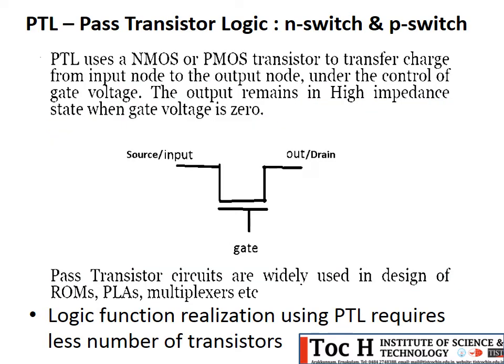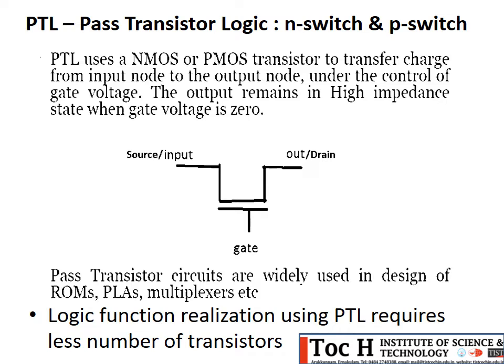Moving on to the core content of this module, that is the pass transistor logic. I have already said that pass transistor logic mainly comprises of N switch and P switch, which is nothing but our NMOS and PMOS transistor. Hope you remember the symbol for an NMOS transistor. It is shown in the slide. You can see here we have the input terminal and output terminal, which is nothing but the source terminal and the drain terminal, and we have the control terminal, that is the gate terminal.